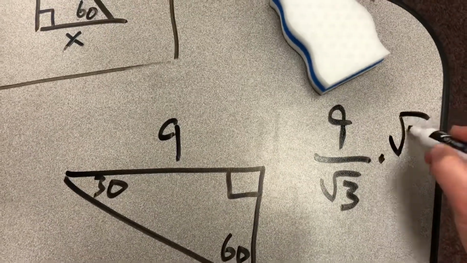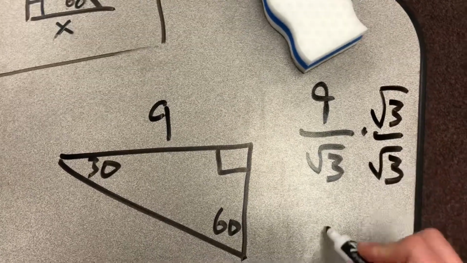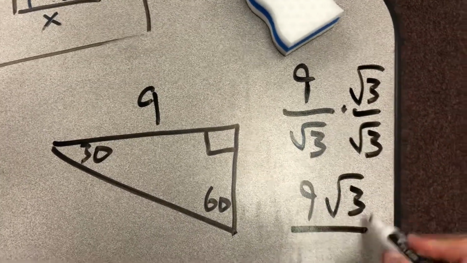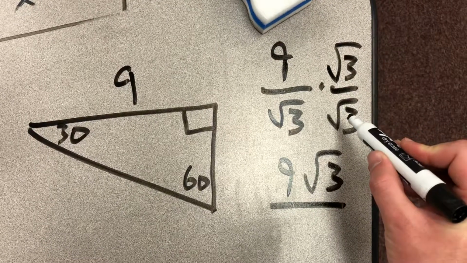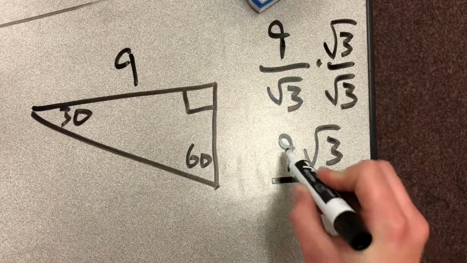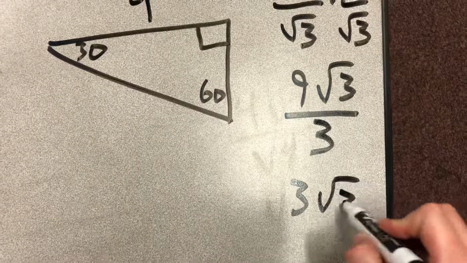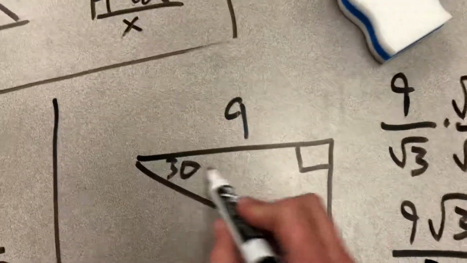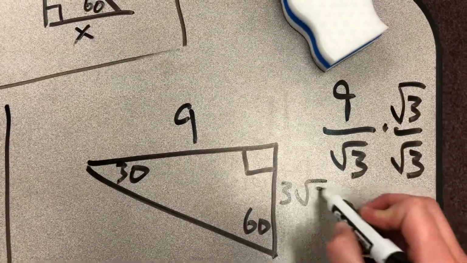I know I need to rationalize my denominator. So I get 9 times the square root of 3 over the square root of 3 times the square root of 3, which is the square root of 9, which is 3. 9 divided by 3 is 3, so 3 times the square root of 3. And that's how I got my 30-degree side.